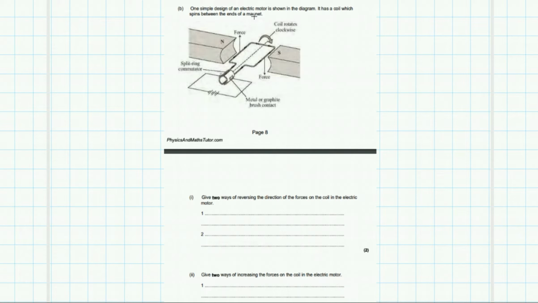Part B, a simple design of electric motor is shown in the diagram. It has a coil which spins between the ends of the magnet. Give 2 ways of reversing the direction of the forces on the coil in the electric motor. So again, for this question, you're going to use a very similar answer to the previous one. If you want to reverse the direction of the coil, you can reverse the direction of the current, and you can reverse the magnetic field.